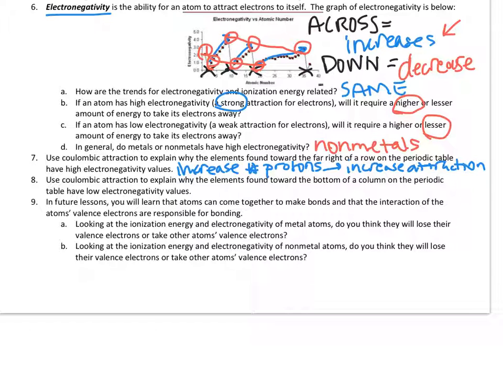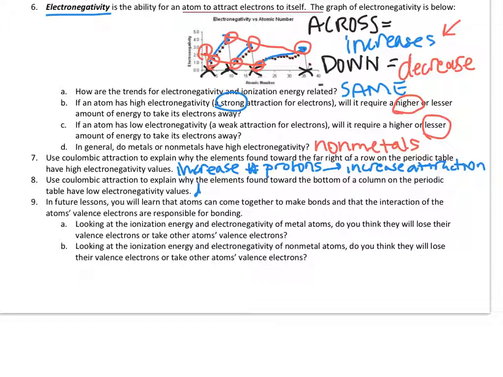Now, number 8 says use Coulombic attraction to explain why towards the bottom we have low electronegativities. Well, remember, what's the big factor going down a group in Coulombic attraction? It's the distance between the protons and the electrons, right? As you go down a group, you're increasing distance. If you increase the distance between protons and electrons, just like magnets, you're going to decrease the attraction.